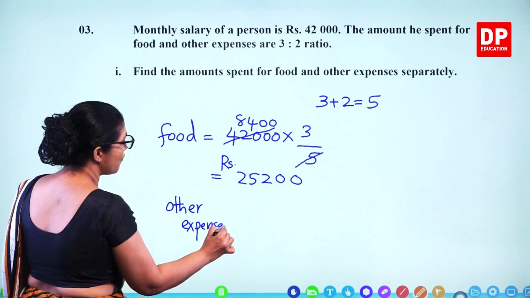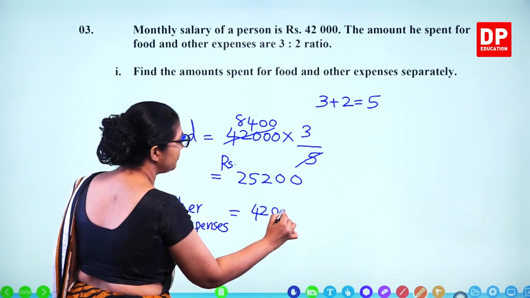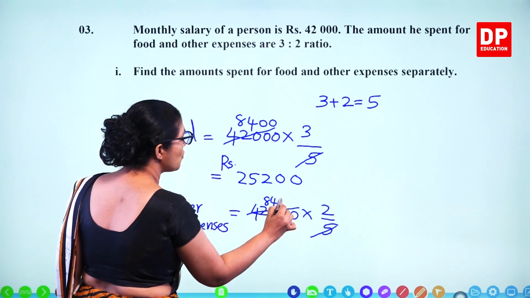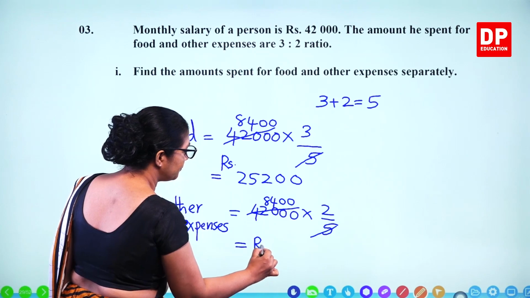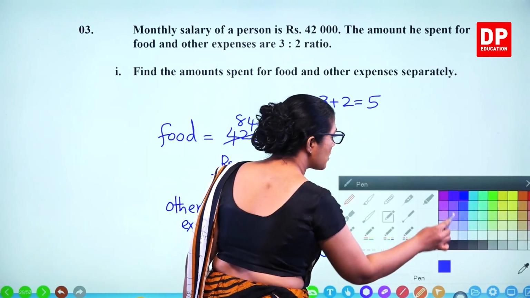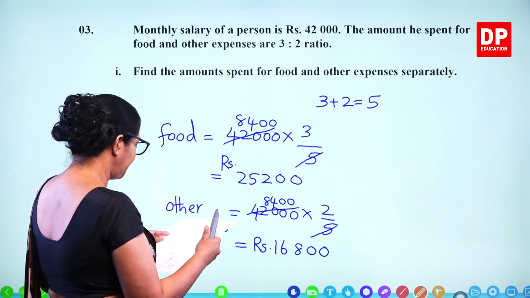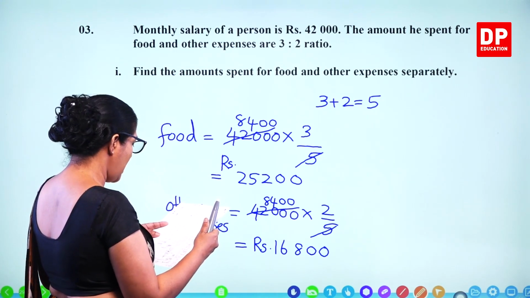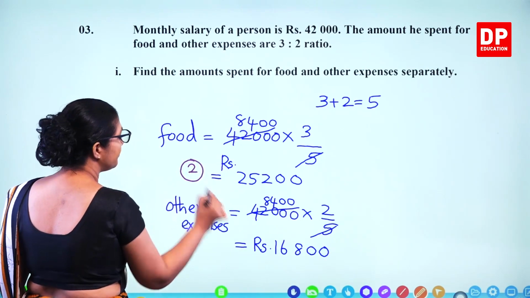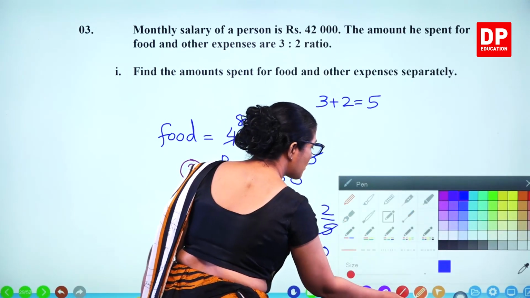So what's the other expenses? You can just subtract from total, or you can find out 42,000 into 2/5. So same thing, you are getting 8,400 into 2 now. 0, 0, 8 and 60. So 16,800 rupees. So how many marks? 25,200 and 16,800. You get 2 marks each. 4 marks for this part. So let's take the next one.